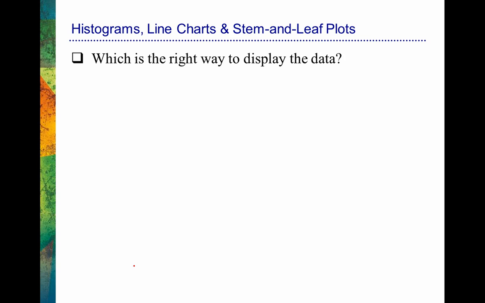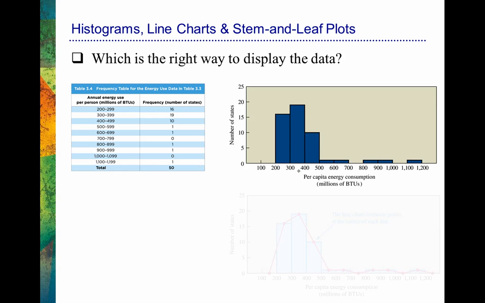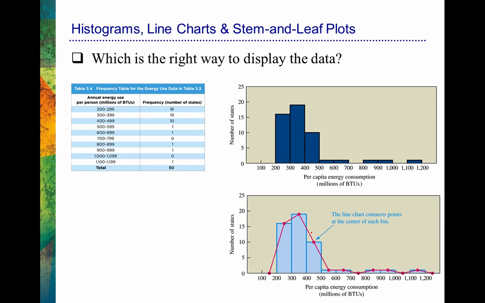So which is the right way to display data? We talked about frequency distribution tables. In this case, it's a grouped frequency distribution table. We have histograms, and here we had a line chart or a frequency distribution polygon. Which is the right way to display this data? They're all displaying the same data.